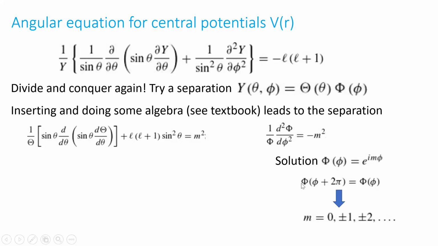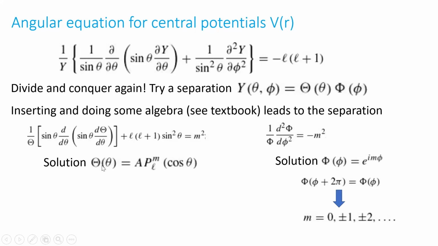So this condition on the phi angle and the phi function leads to discrete, integer values for m. Okay, so the phi is nicely taken care of. What about the theta over here?